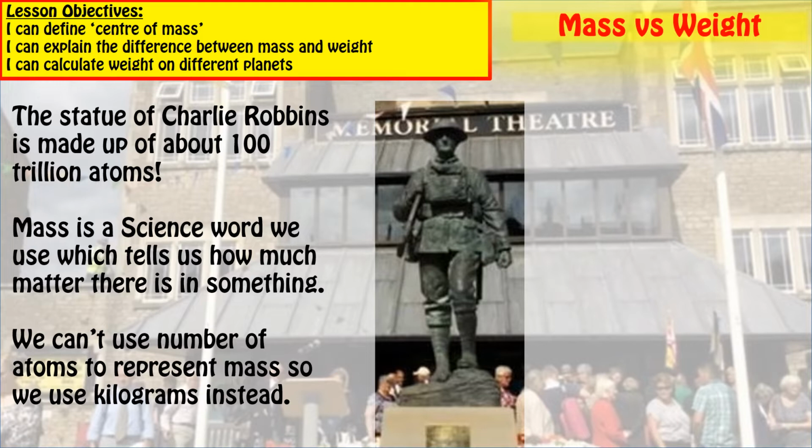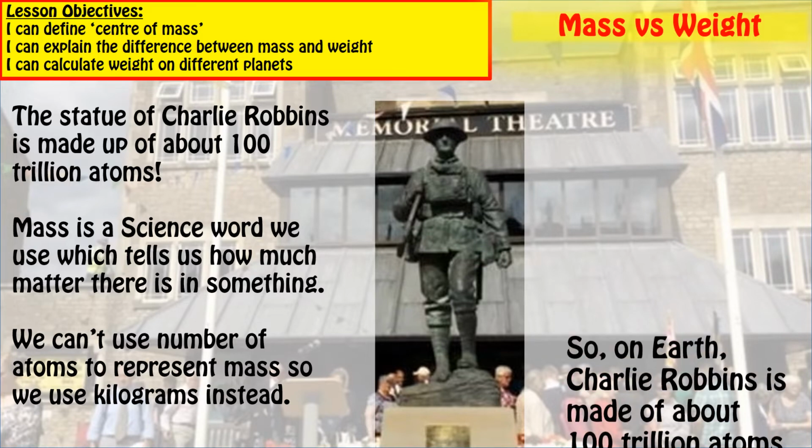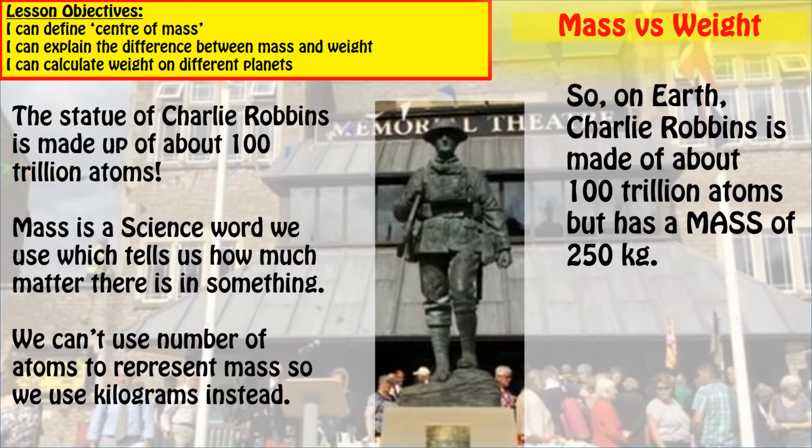So we can't use number of atoms to represent mass, so we use this unit called kilograms. And kilograms is something we know a little bit more about. So on Earth, Charlie Robbins is made up of about 100 trillion atoms, and this is a mass of 250 kilograms. And that number 250 is much more manageable and much easier to use than 100 trillion. So mass tells us how much matter there is in something. It tells us kind of how many atoms there are inside something.